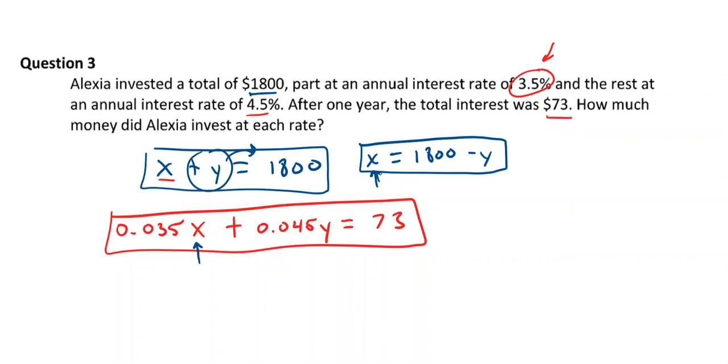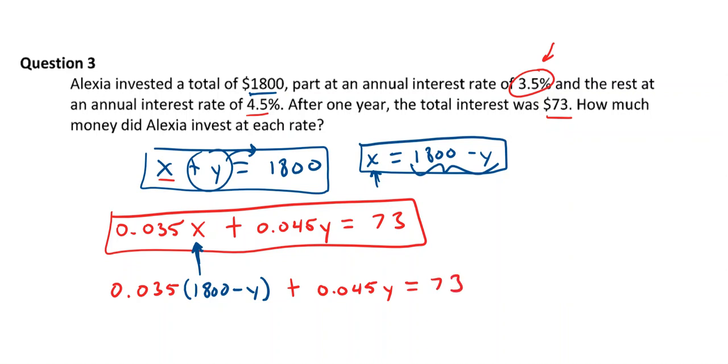Why don't we throw this one into this one, right? But instead of writing x, we're going to write 1800 minus y, because that's what x is. So we'll put that one in. So this would now be 0.035x, no, not x. I just said we weren't doing that. Times, in brackets, we're going to put in that expression, 1800 minus y, and then plus 0.045y is equal to 73.